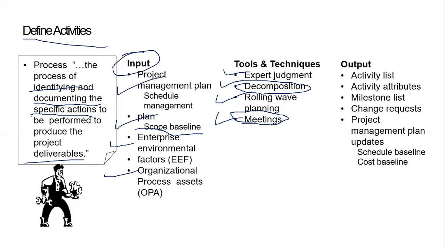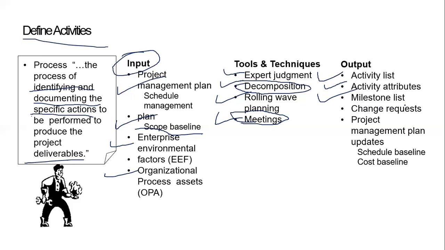So I did all these things. What am I getting out of this process? One is the list of activities, right? Of course, the process itself is defining activities, so I need to have a list of activities. Then I will have the activity attributes, which are nothing but extra detail about some activities.